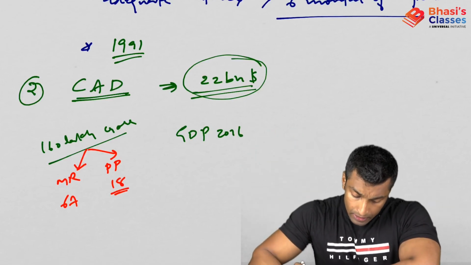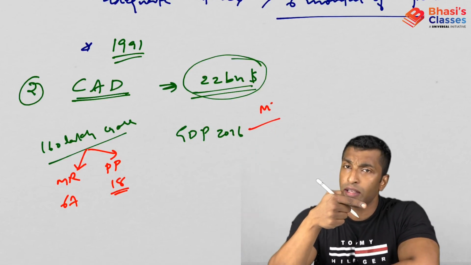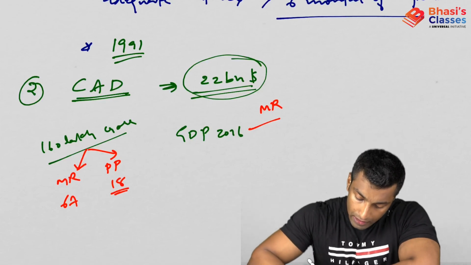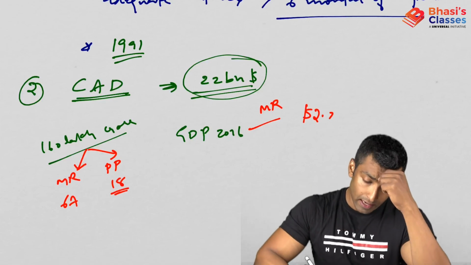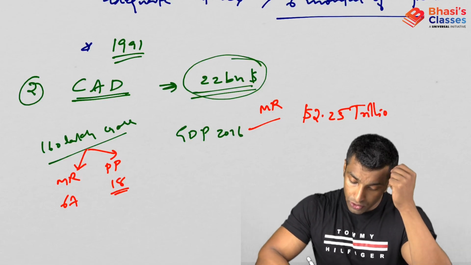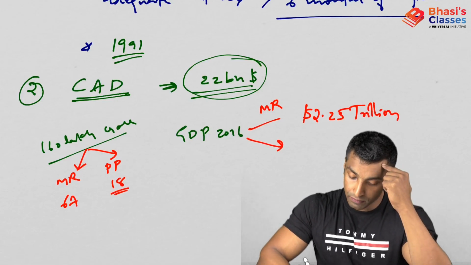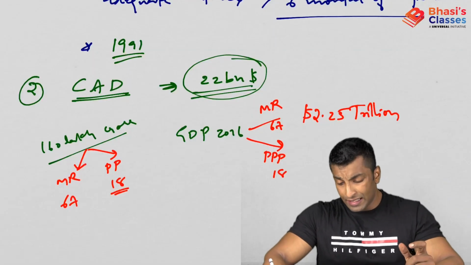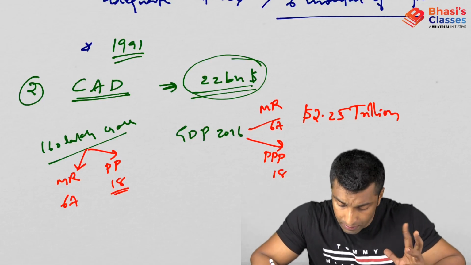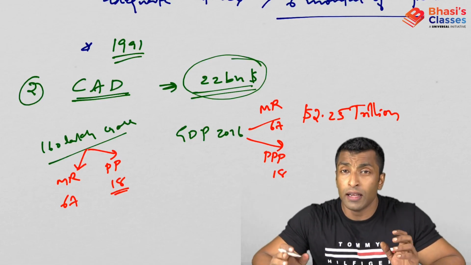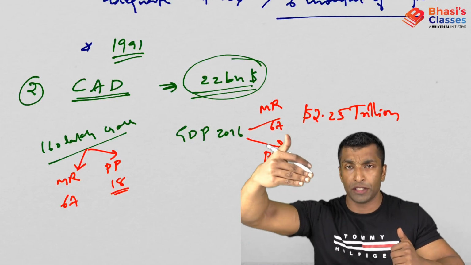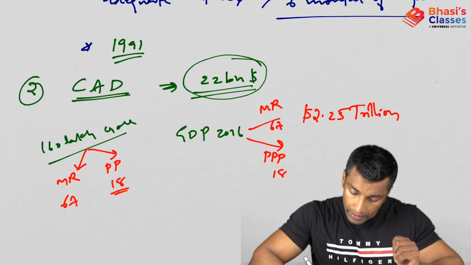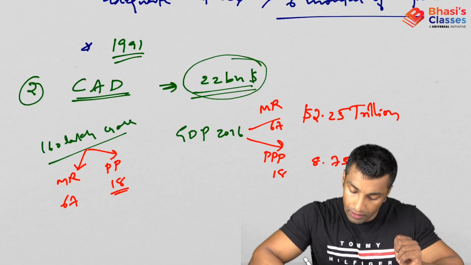I'll show you here. So 160 lakh crore, what you can do is you can divide either by using 67. So if you go for market rate, it will be 160 lakh crore divided by 67, and you'll be getting around 2.25 trillion. Okay, and if you divide it by 18 rupee, the purchasing power parity rate, you see 67 is around 3.5 times or close to 4 times the difference. So the denominator is low, so obviously the GDP will increase. So it will be around 8.75 trillion dollar.